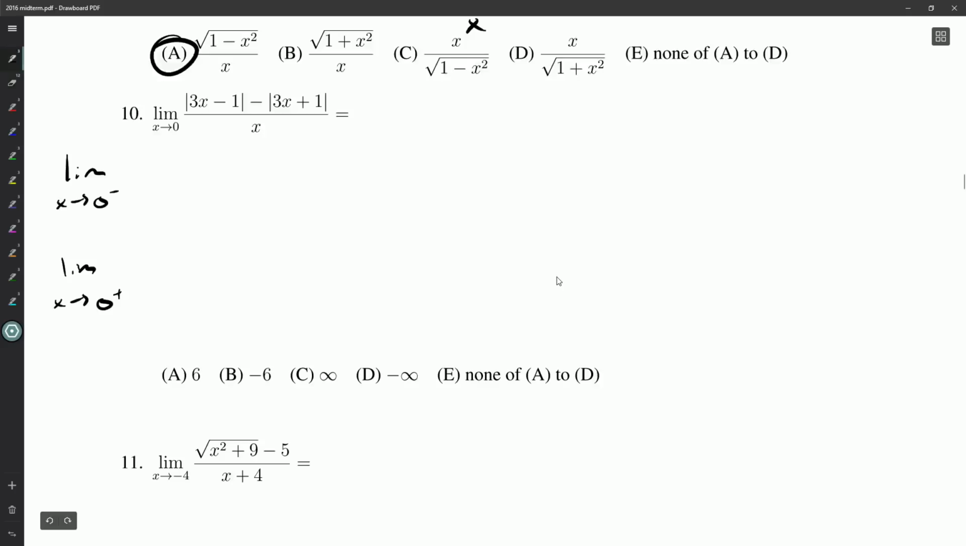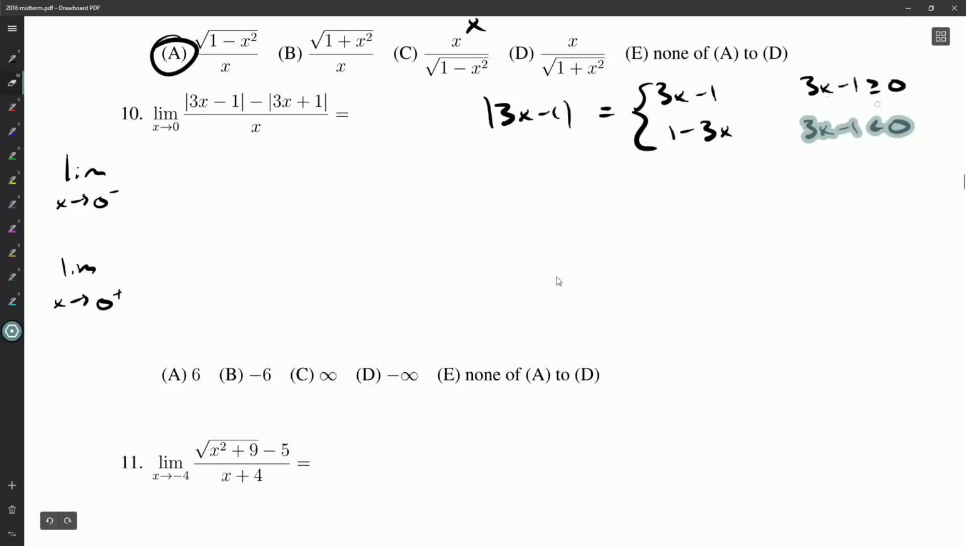Now, 3x minus 1 looks different depending on the x values you plug in. It'll look like 3x minus 1 if that's positive or non-negative, and it'll look like 1 minus 3x, the negative of this, when 3x minus 1 is less than 0. Now we could take a little time to rearrange, bring the 1's over to the other side, divide by 3. And so you'll say when x is greater than or equal to 1/3, or when x is less than 1/3.